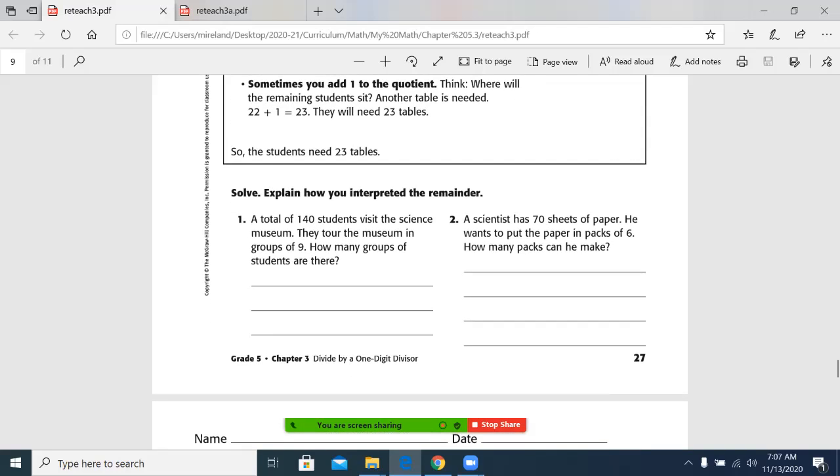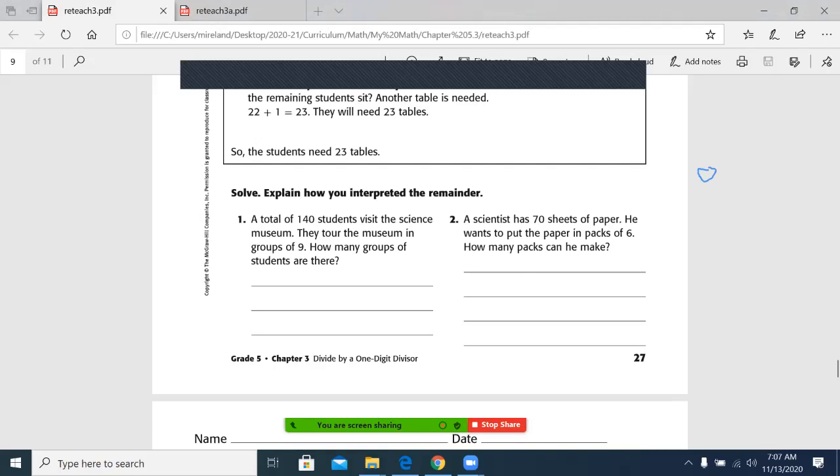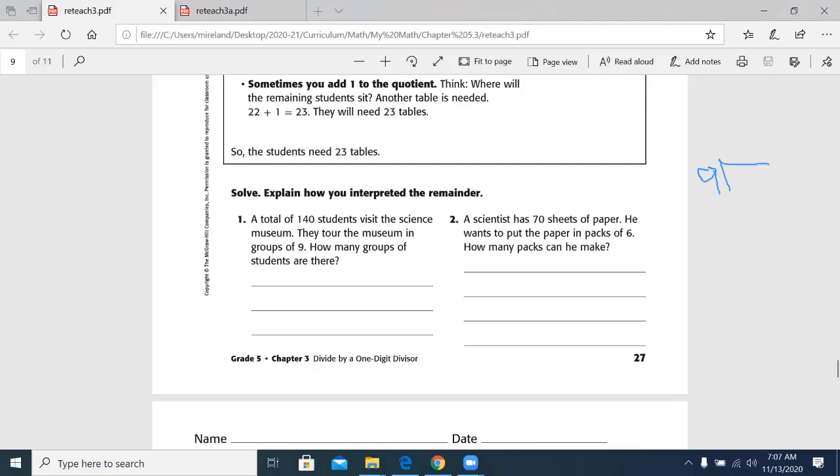Let's do this one together, number 1, and then you will do number 2 independently. A total of 140 students visit the Science Museum. They tour the museum in groups of 9. How many groups of students are there? So we need to divide 9 into 140. Let's grab my annotation tool. I'll use the draw here. This looks like a good spot. 9 into 140.